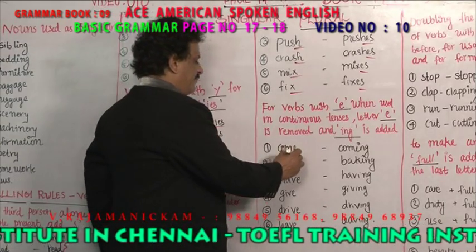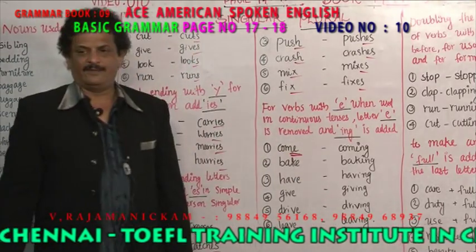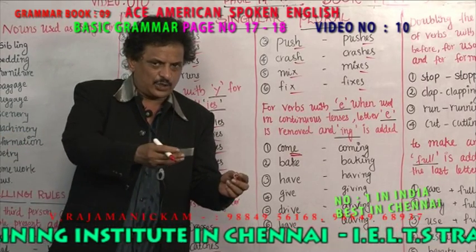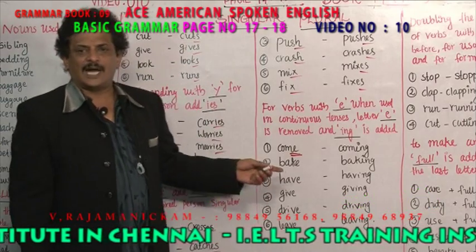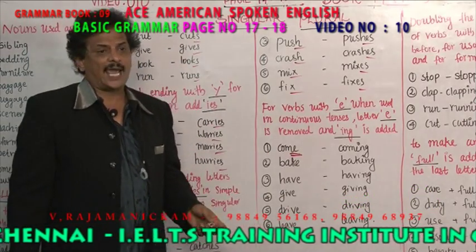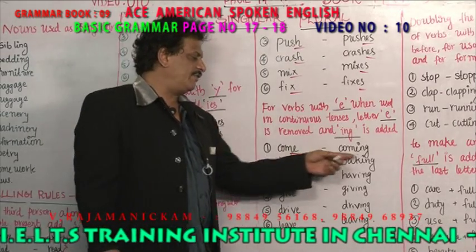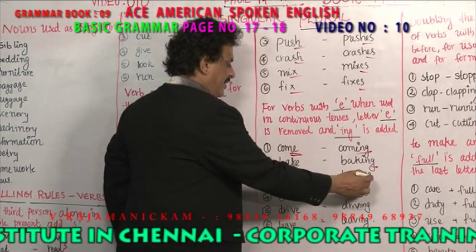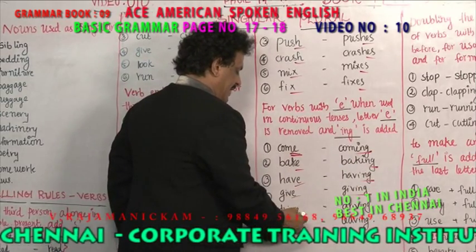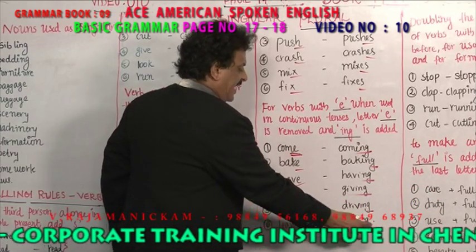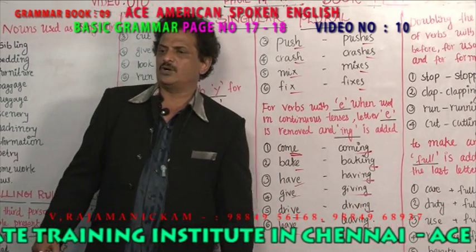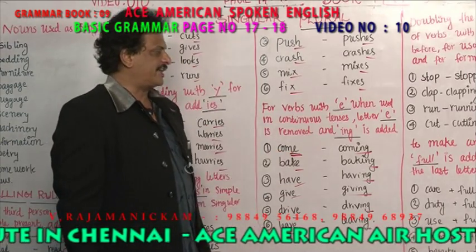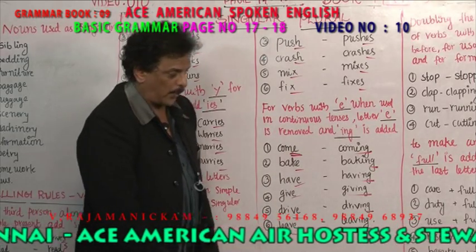See, come is a verb, right? It ends with what? E. When you add a suffix, suffix means what? A letter, two or three letters joining at the beginning or end of the verb. So, come, when you add suffix ING, what happens? E disappears. E goes off for ING: coming. Bake, baking. Have, having. Give, giving. Drive, driving. Leave, leaving. So, E goes off and what comes in? Suffix ING. If you want to add ING as a suffix, then the E should go away.